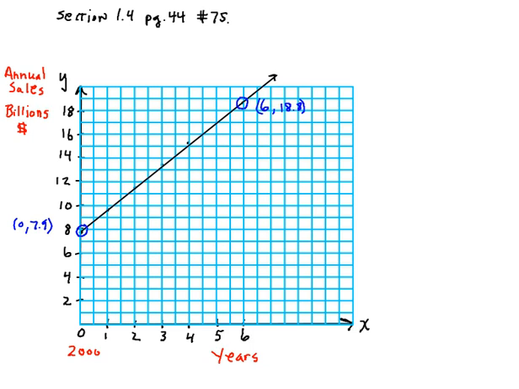Now there's 2 things that I need to get this equation, and one of them is the y-intercept, but I have that. The y-intercept is 7.9, and then the slope. Now to get the slope, I'm going to look at the rise over the run, and I can see from my slope formula, I'm going to take the difference in the y values over the difference in the x values.